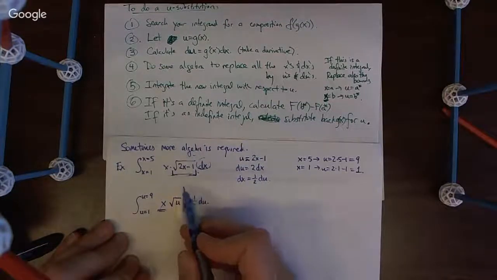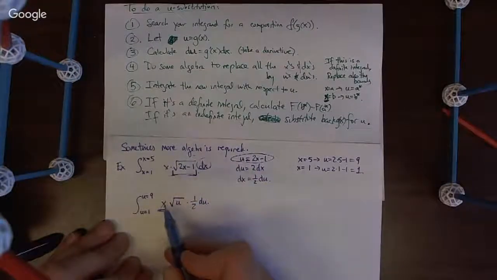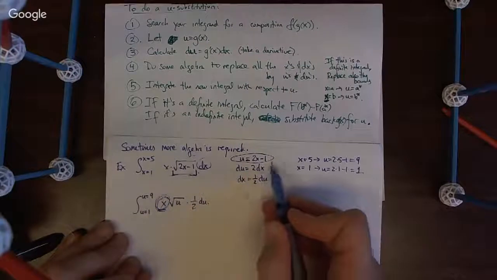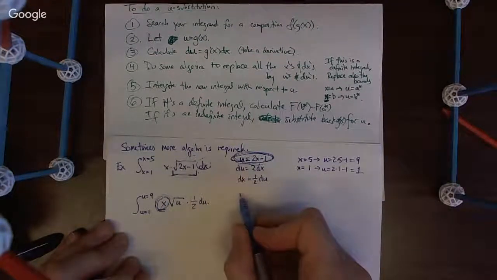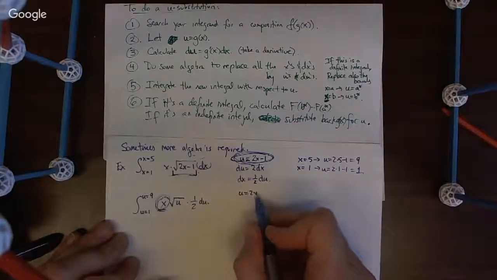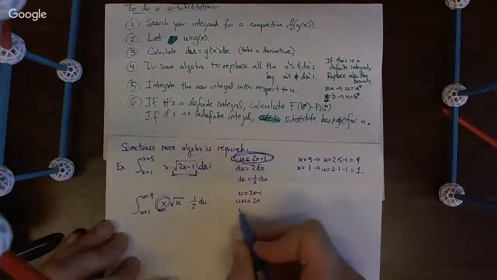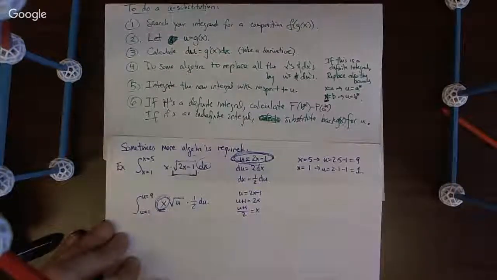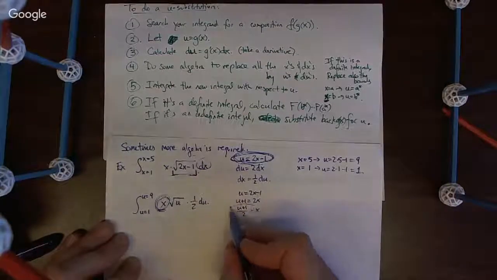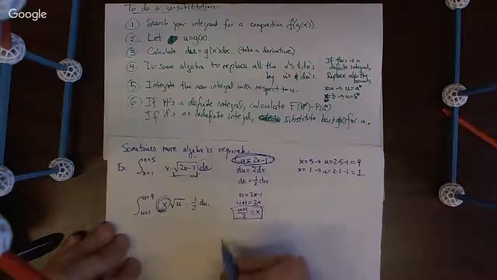Well, we need to replace all the x's and dx's by u's and du's. So we have to find some way to replace the x by u's, and what we have is this equation here. If u is equal to 2x minus 1, then that means that u plus 1 is equal to 2x, and that means that u plus 1 over 2 is equal to x. So this is a way for us to replace the x by something in terms of u's.